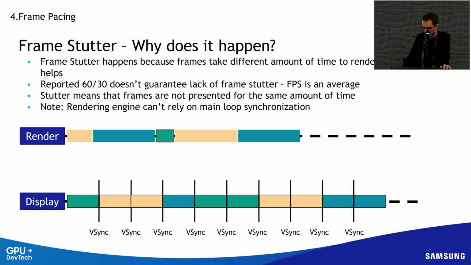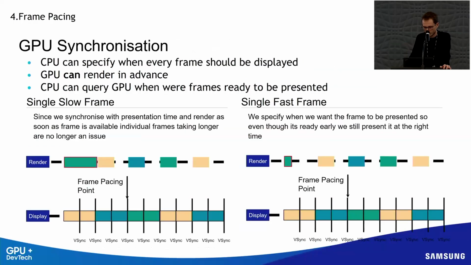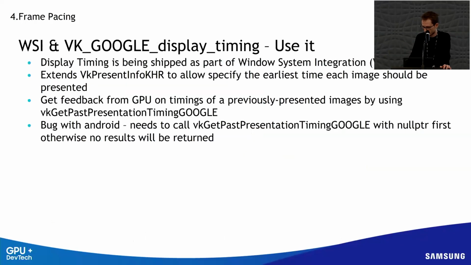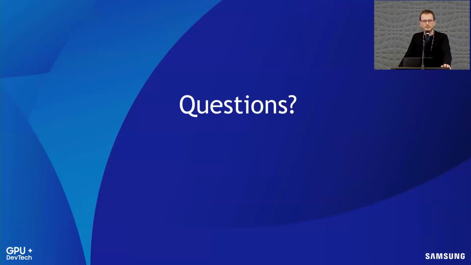Then I would go into what stutter is, how to synchronize, why not to do GPU synchronization, why you should do GPU synchronization, what extension you should use for it, how everything is now fixed and great, but you should care about latency. But as I said, no time. So, any questions?